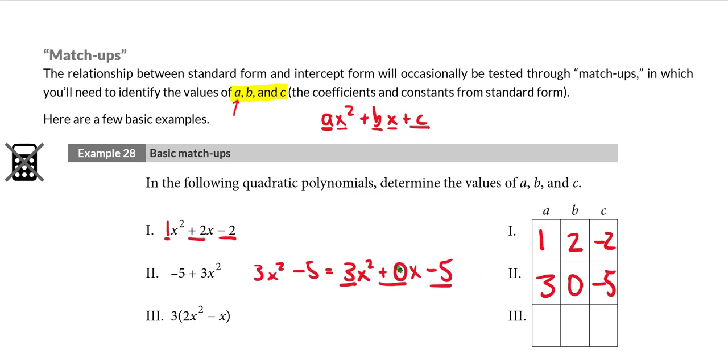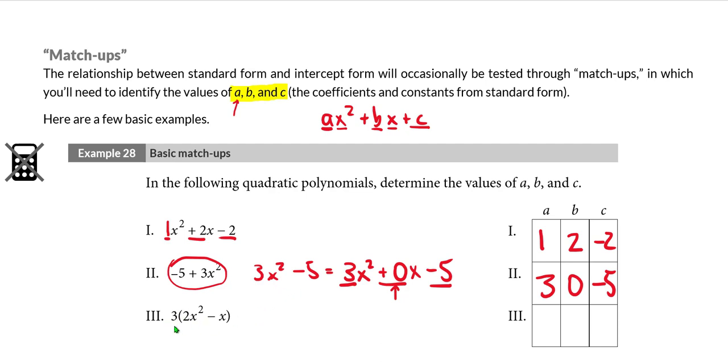This is not a trinomial, of course, this is a binomial. And in this binomial, of course, we don't have our linear term because that linear term's coefficient is 0, and therefore we're not writing that middle bx or linear term.